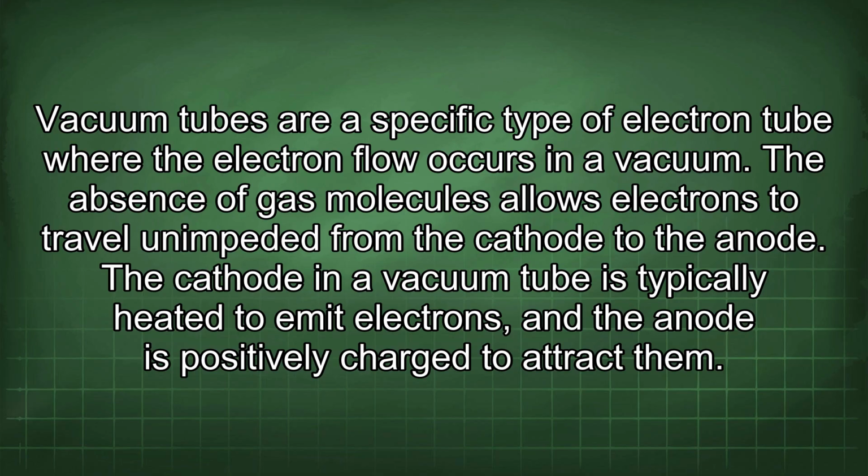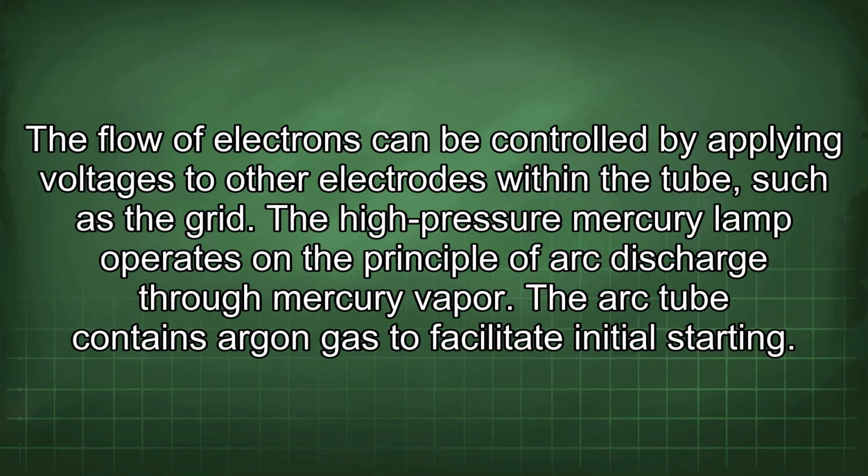Vacuum tubes are a specific type of electron tube where the electron flow occurs in a vacuum. The absence of gas molecules allows electrons to travel unimpeded from the cathode to the anode. The cathode in a vacuum tube is typically heated to emit electrons, and the anode is positively charged to attract them. The flow of electrons can be controlled by applying voltages to other electrodes within the tube, such as the grid.